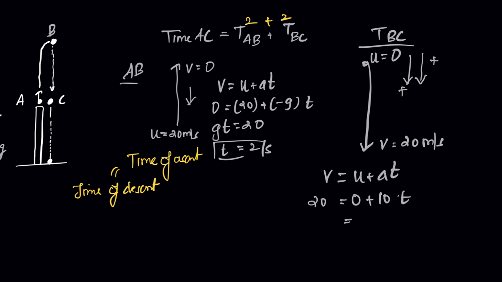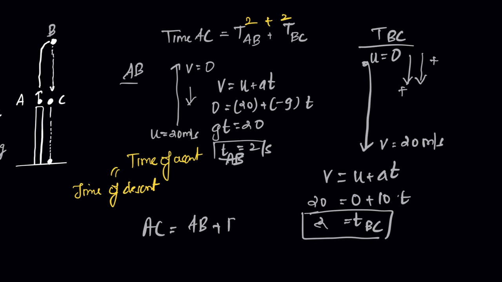So what is t again here? 20 by 10, which is 2. So time for BC is also 2. Now time for AB is 2 and time for BC is 2. So therefore time for AC will be equal to time for AB plus time for BC, which will be equal to 2 plus 2 and therefore equal to 4.